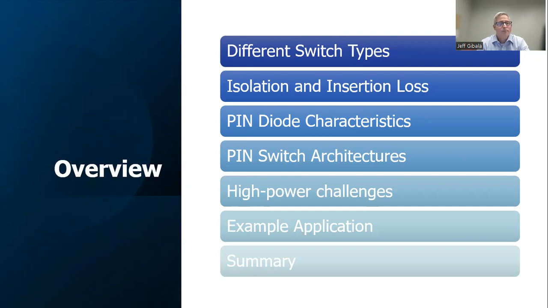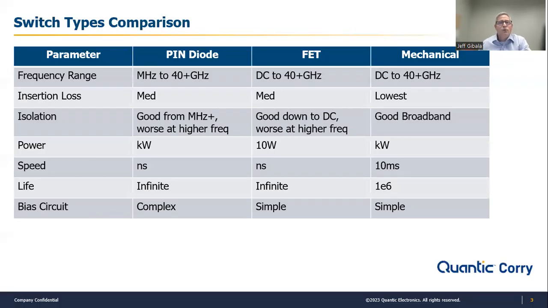Okay. Well, to get started, can you tell us a bit about the different types of switches you plan to discuss? Yeah, so on this slide is a table comparing the different types of RF switches that are on the market. There's a PIN diode, there's a FET switch that's based on transistors, and a mechanical switch that's much like a relay that has a moving mechanical conductor that is controlled usually through a magnetic field.